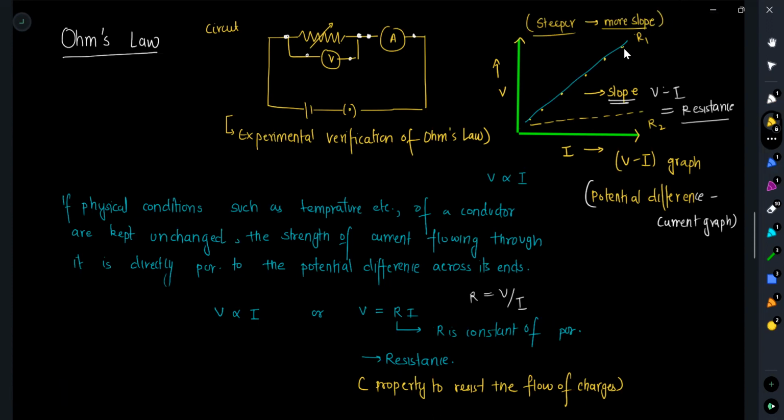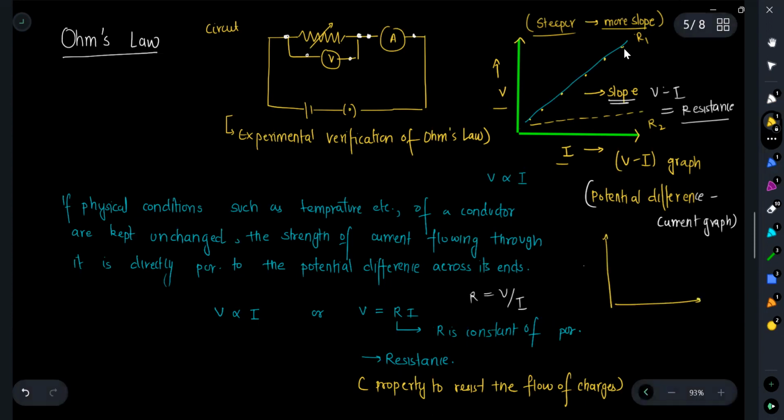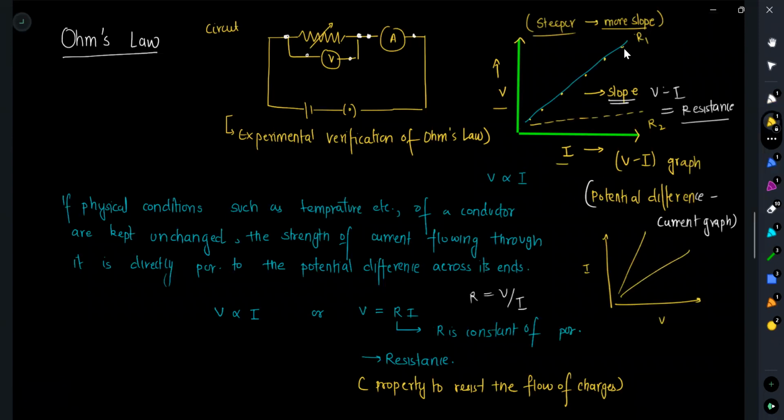Also कभी कभी ग्राफ उल्टा होगा, तो ध्यान देना कि V-I ग्राफ है, V Y एक्सिस पे और I X एक्सिस पे. कभी कभी ग्राफ क्या आएगा? ग्राफ आ जाएगा आपको I-V ग्राफ. तो I-V ग्राफ में क्या होगा? आपको उसका उल्टा करना होगा, मतलब जो स्टीपर होगा उसकी रेजिस्टेंस कम होगी.